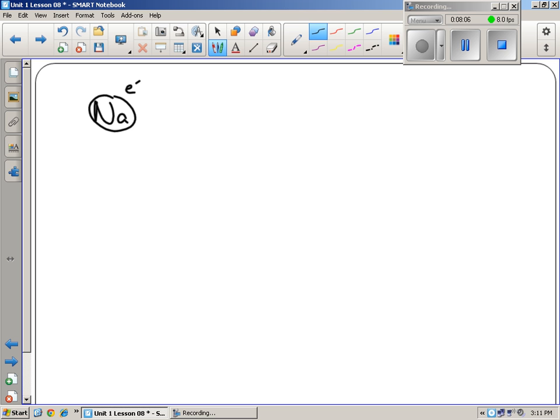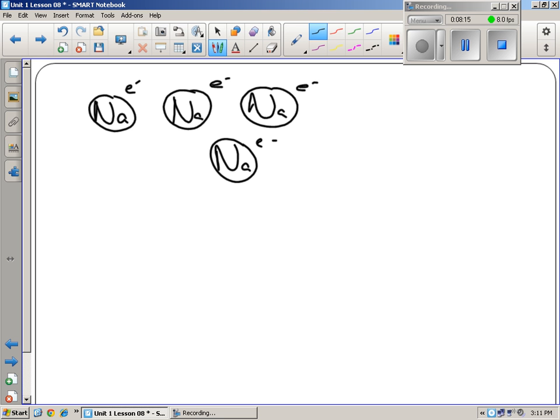So here's another sodium with its electron, and here's another one with its electron. And I'm going to put one here with its electron. And I'll put one here with its electron. And one more. I'm not going to get too crazy here. Okay? So these are all sodium atoms. They're just neutral right now. These all represent their valence electron.